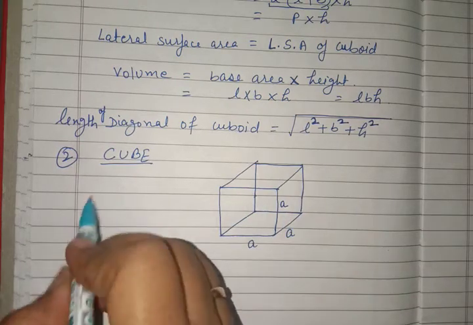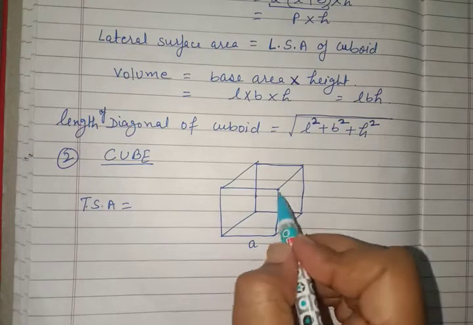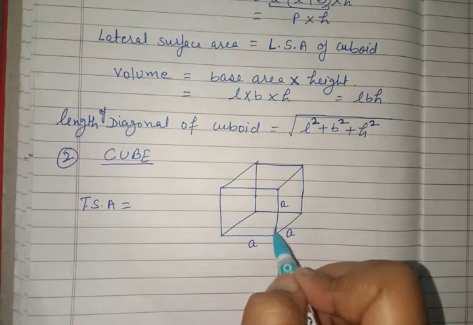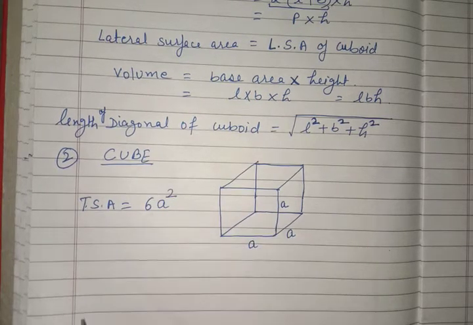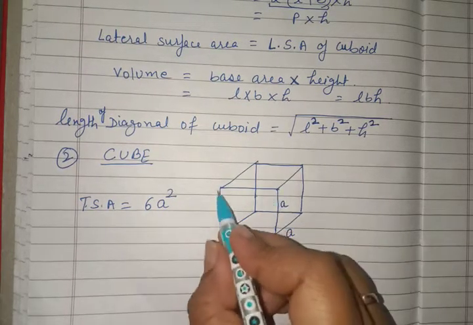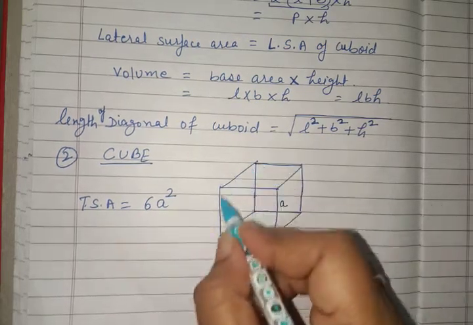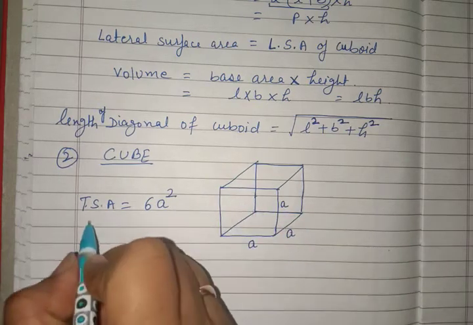So the formula for the total surface area of it is very easy. How many surfaces? 6 surfaces. And what is the shape of one surface? Square. The area of a square is side squared. So the formula will become 6 side squared. Because the area of one face is A square, the other is A square, A square, A square. Every face has A square, so the total is 6A square.